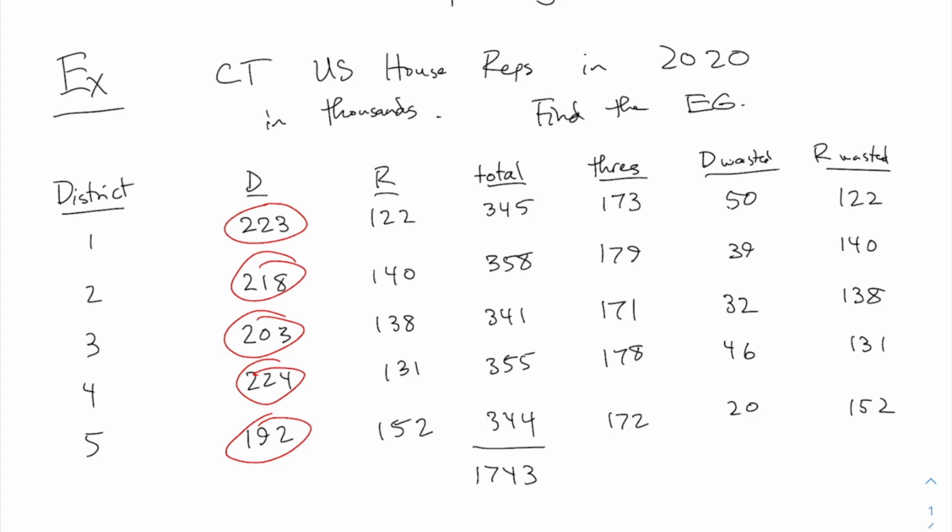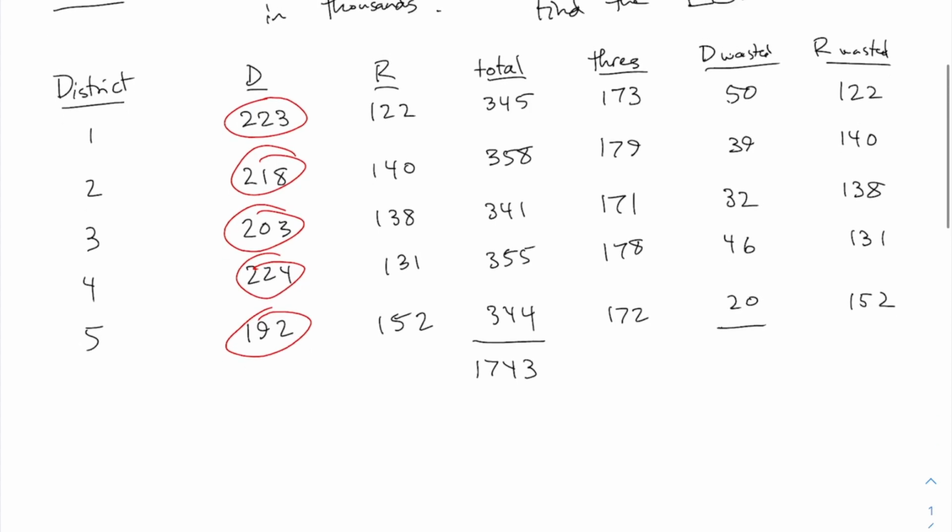In order to do that, we add up all the wasted votes in all the districts. So if I add up all those R wasteds, I got 683. And if I add up all the D wasted, on my paper it says 186, but I think it's actually 187 because I messed up one of the numbers inside there. All right.